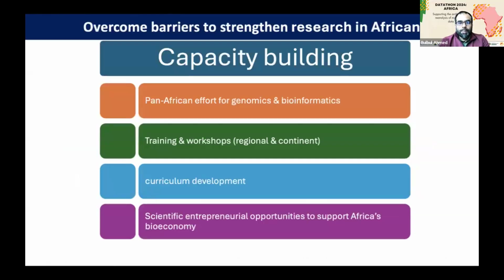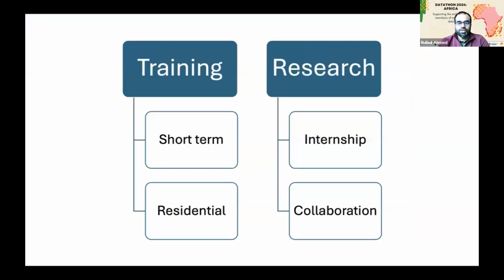So for capacity building, we can rephrase these words: we really need a pan-African effort in genomics and bioinformatics. If we want to overcome the barriers to microbiome research, we should implement regional and continental training and workshops, develop educational curricula, and also support scientific entrepreneur development for Africa's bioeconomy. At AGC in UM6P in Morocco, we are really focusing on these two parts, training and research.